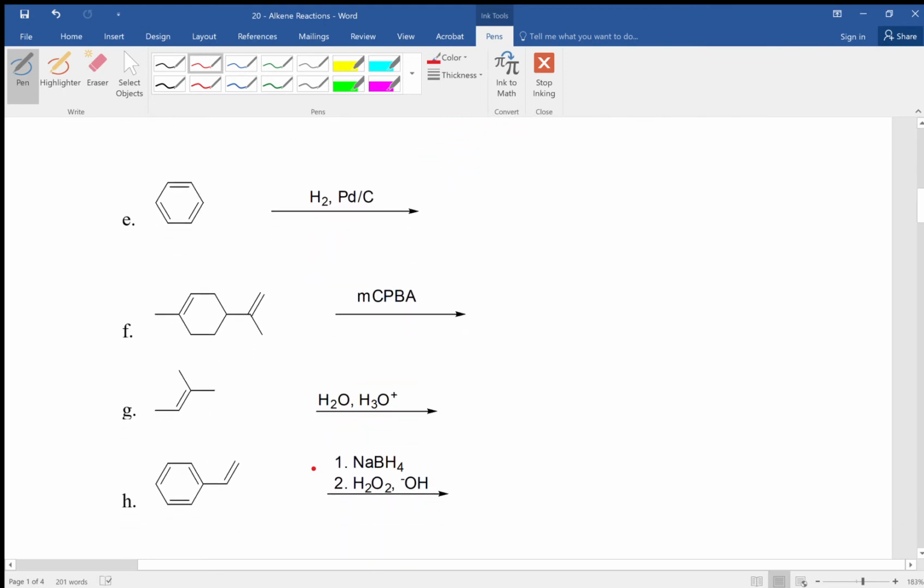Part E, we have a hydrogenation, but there are no alkenes in this starting material. The starting material is benzene, which is just an aromatic ring. So what will happen here? Nothing at all.